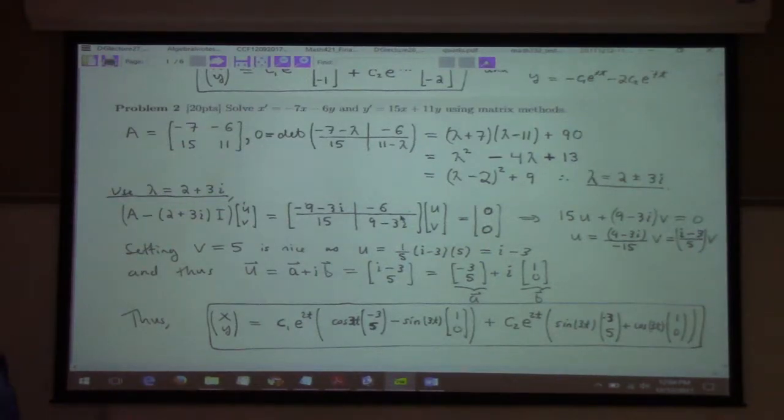I don't even have that written down here, but remember we wrote down e to the i eigenvalue times the complex eigenvector. That gives us a complex solution. We pick off the real and imaginary parts, which is this and that respectively. But there is no i in our actual solution because it's a real solution.